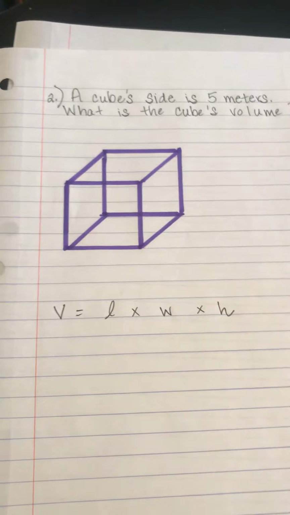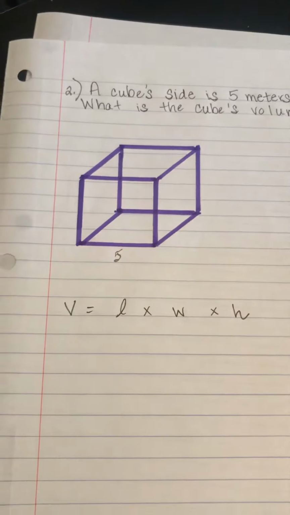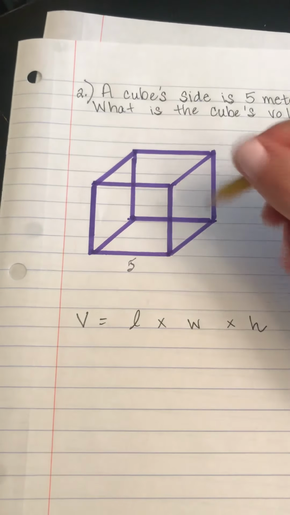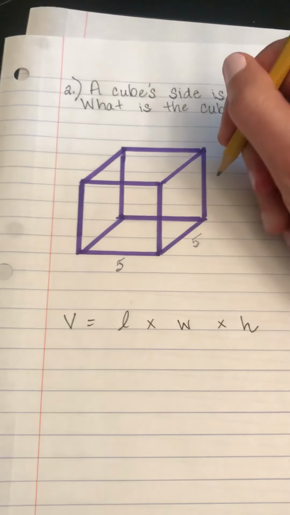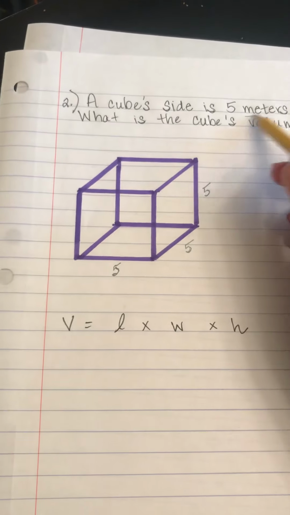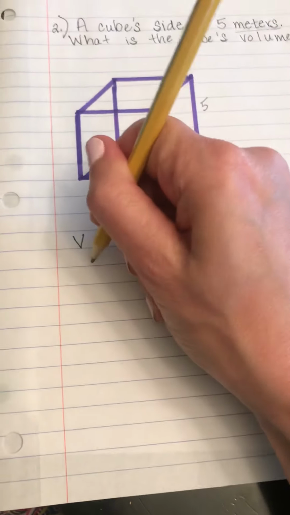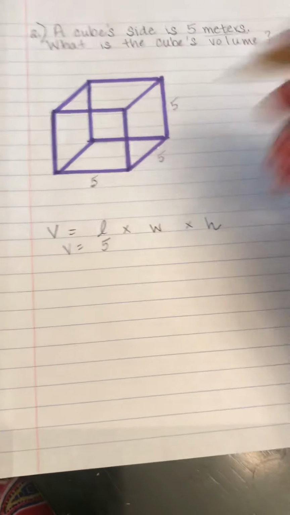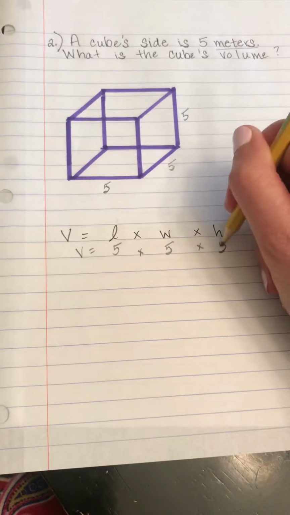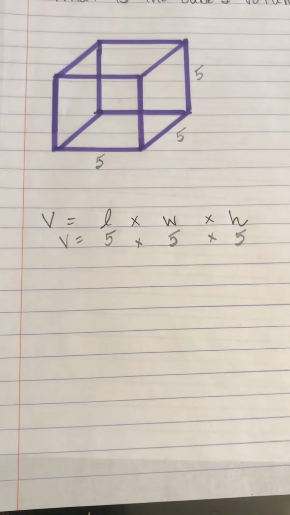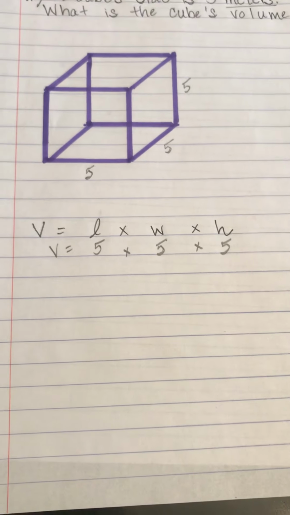It says its side is 5 meters. So guess what? My length is 5. My width is also 5. And guess what my height is? You guessed it, 5. And we're talking about meters here. So let's fill in what we know. We have a length of 5, a width of 5, and a height of 5. So look what our problem is: 5 times 5 times 5, or 5 to the power of 3, 5 cubed.